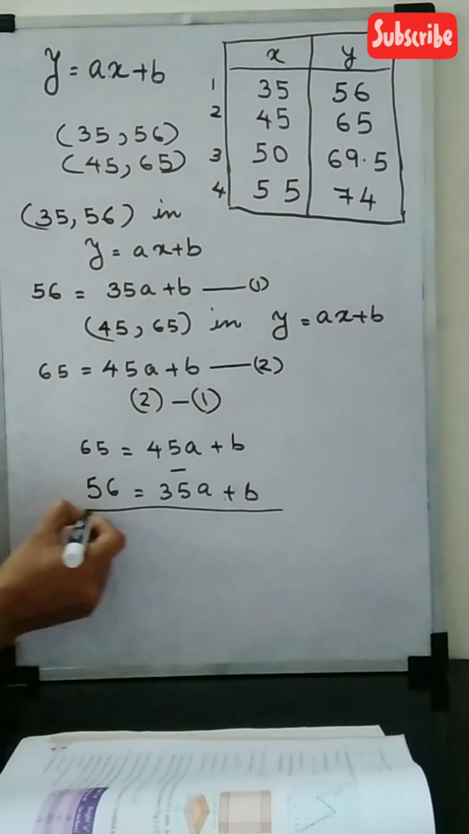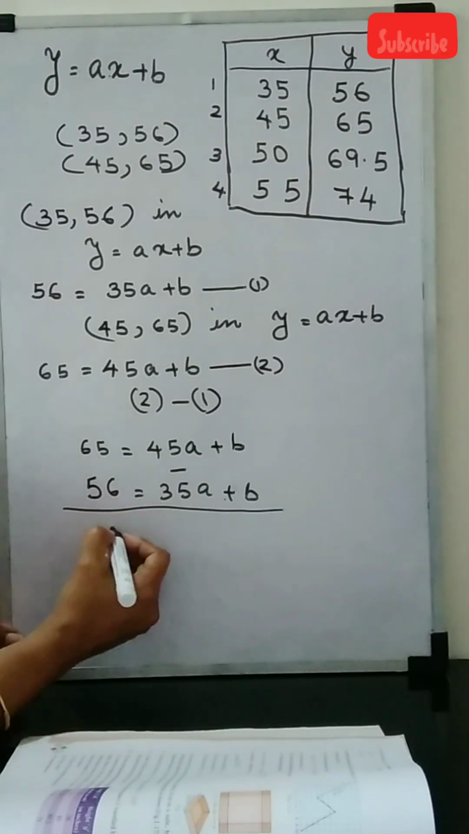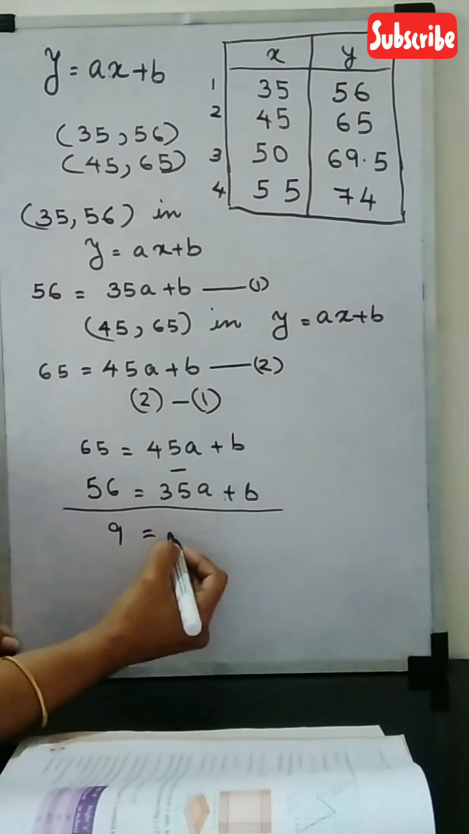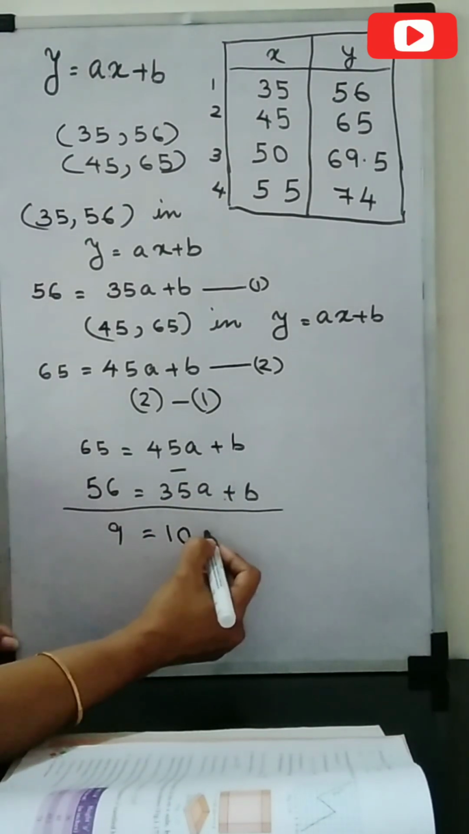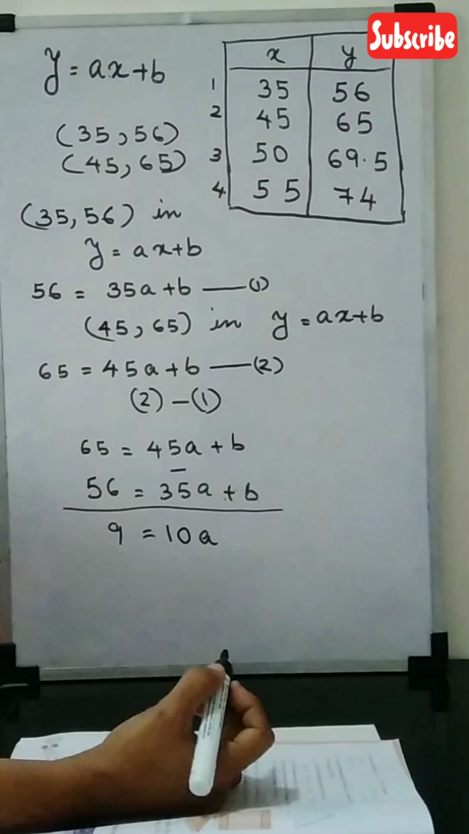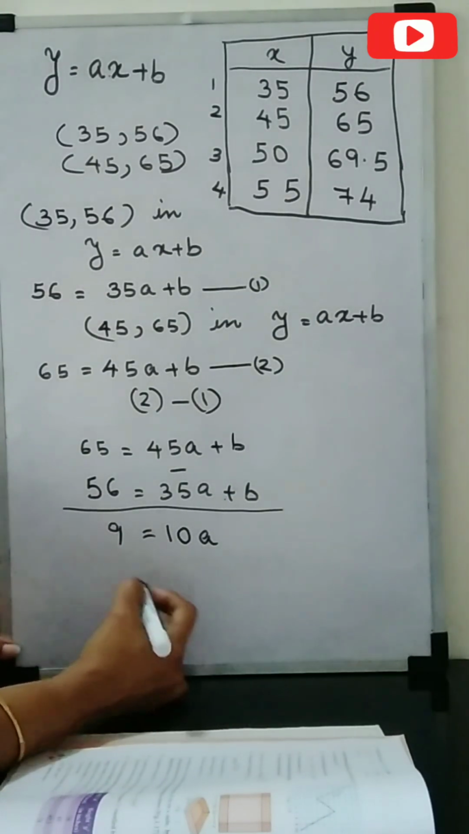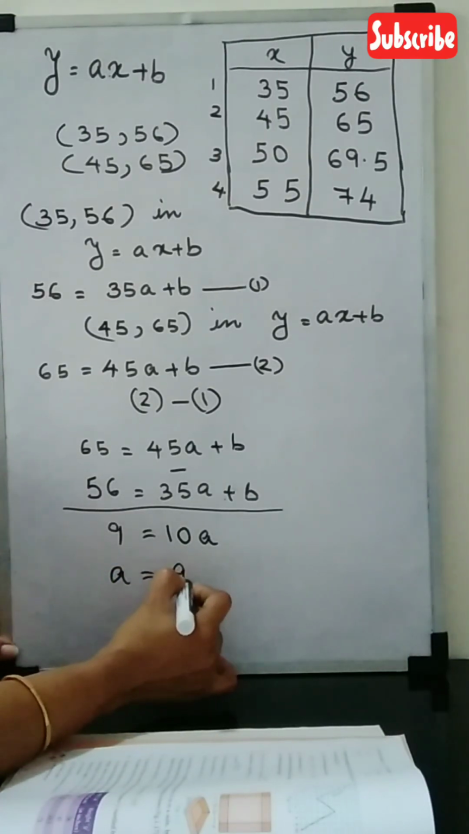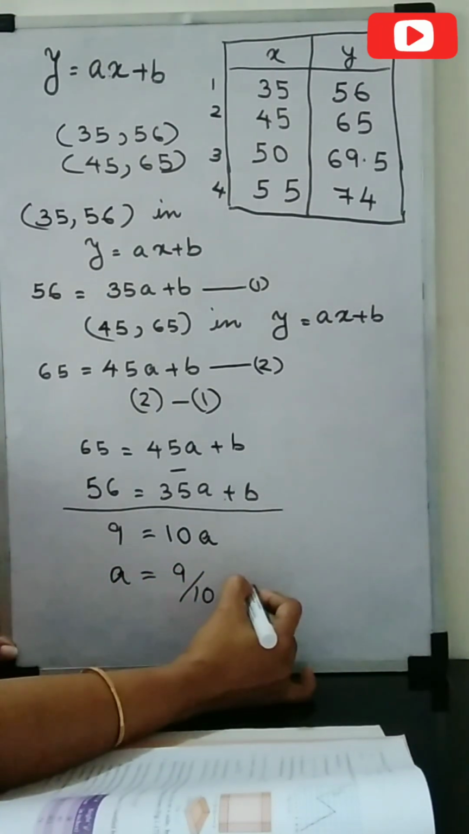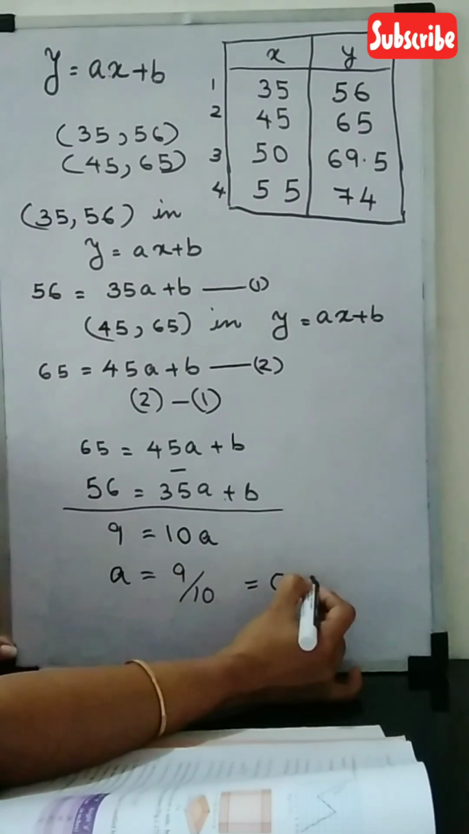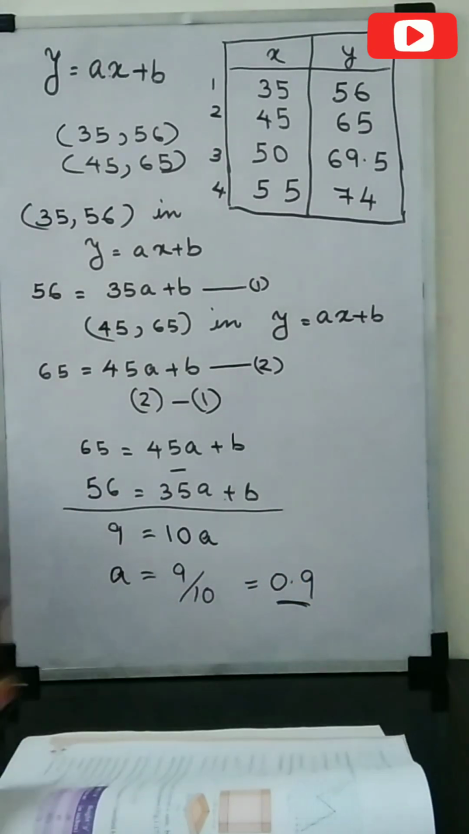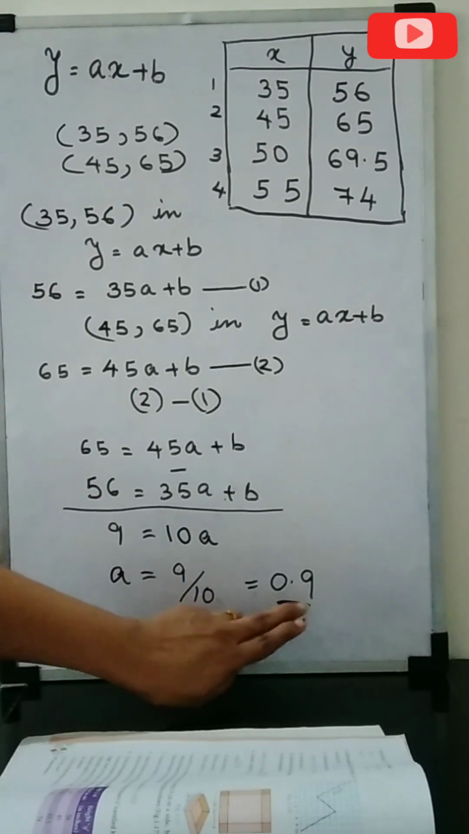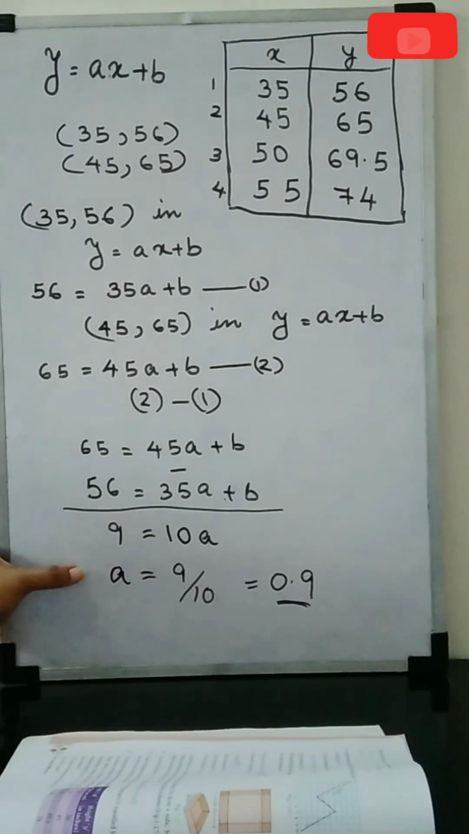Now what do we get? 65 minus 56 is 9. 9 is equal to 45 minus 35, which is 10, that is 10a. b minus b is 0. So 9 is equal to 10a. That is, a is equal to 9 by 10, which is 0.9. So what is the value of a? a is 0.9.